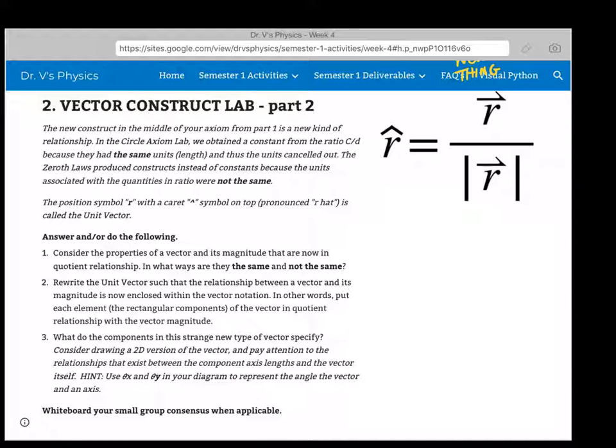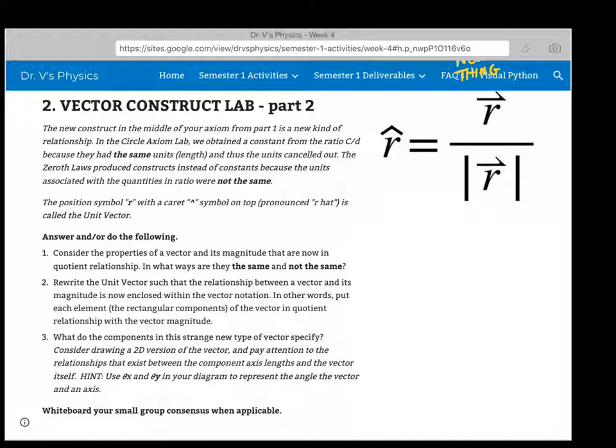Consider, number 1 here, consider the properties of a vector and its magnitude that are now in a quotient relationship. In what ways are they the same and not the same? Well, I sort of just answered that. They're the same in the sense that they have the same units. They're the same in the sense that they're related to the vector itself. But they have the same units. That's really what it is.